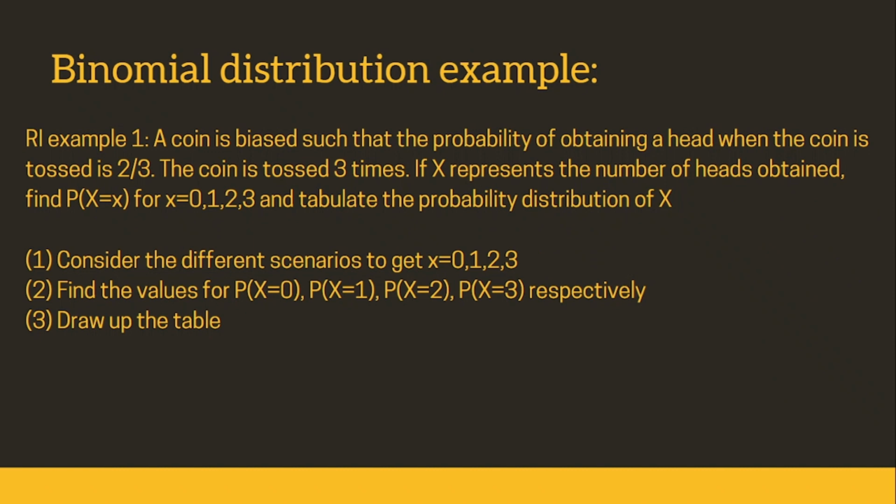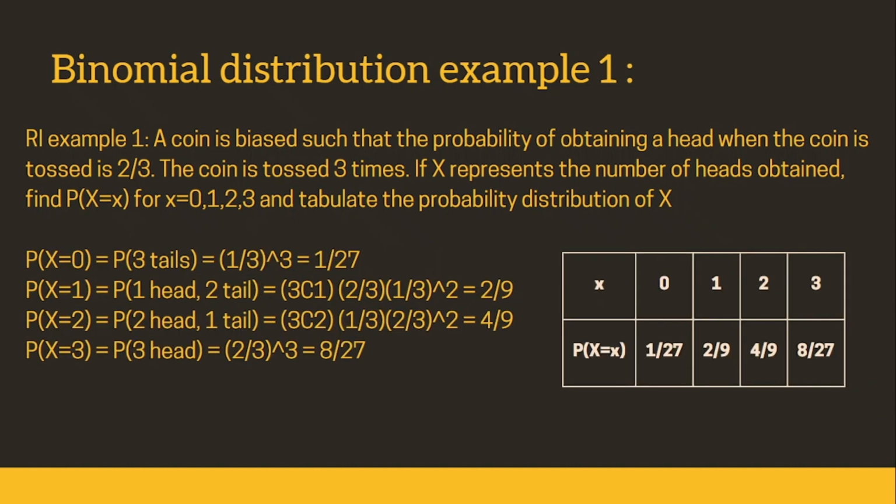So, for example, a coin is biased such that the probability of obtaining a hit when a coin is tossed is 2 over 3. The coin is tossed 3 times, so if X represents the number of hits obtained, find P(X = x) for x = 0, 1, 2, 3, and tabulate the probability distribution of X. So, the plan is that we're going to consider the different scenarios to get X = 0, 1, 2, 3. We're going to find the probability, and then after that, with all the information, we can then draw out the table. So in the case of X = 0, that means 3 tails.